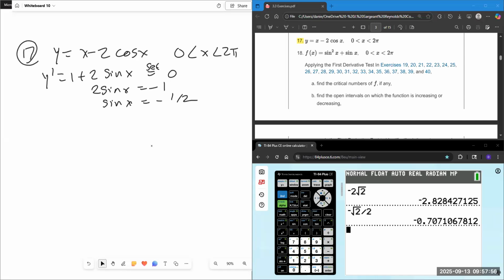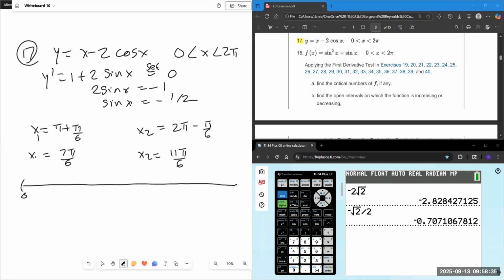So 30-degree reference angle, or pi over 6, we want radians here. So pi over 6 beyond pi, since we need to be in quadrant 3, pi plus pi over 6. And second answer is 2 pi minus pi over 6. So first answer is 6 plus 1 is 7 pi over 6. Second answer is 12 minus 1 is 11 pi over 6.